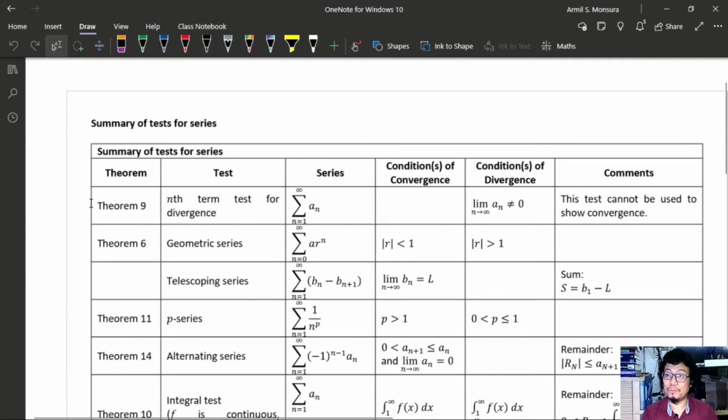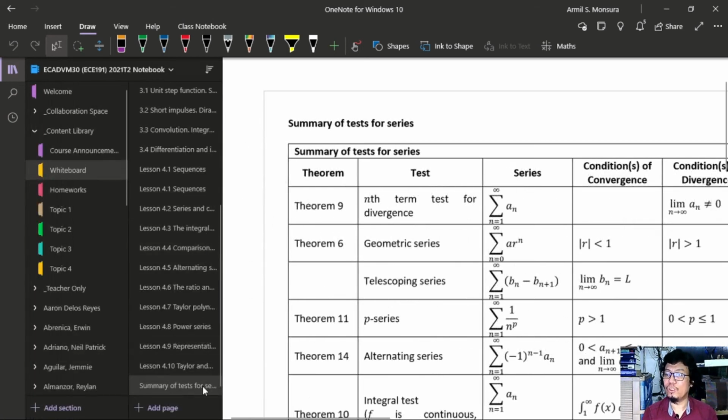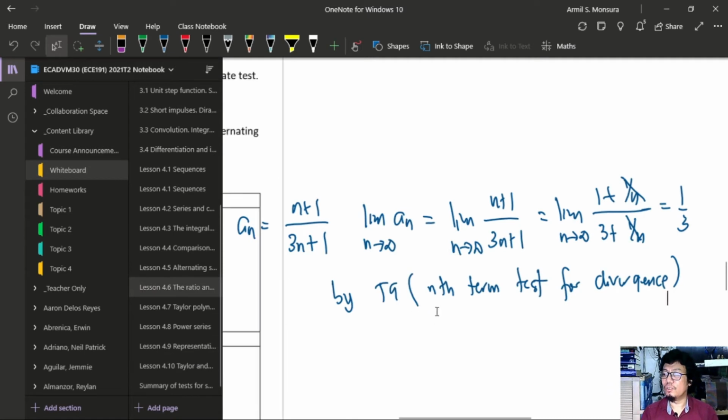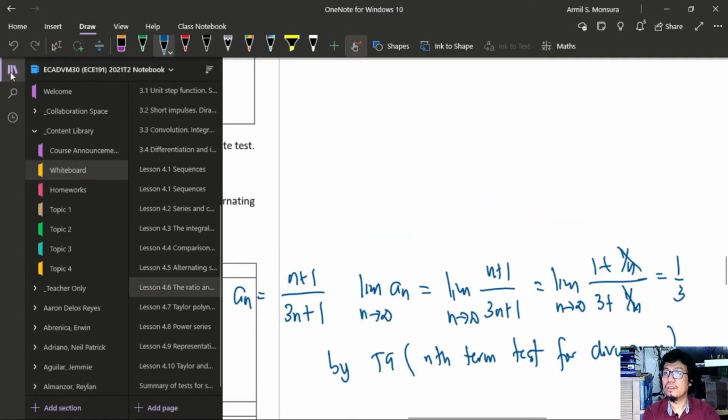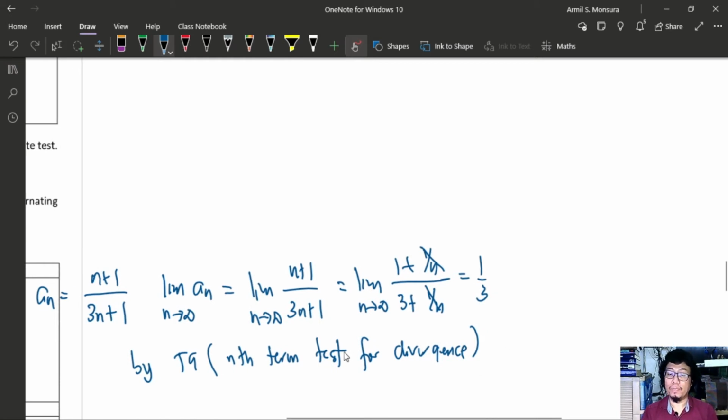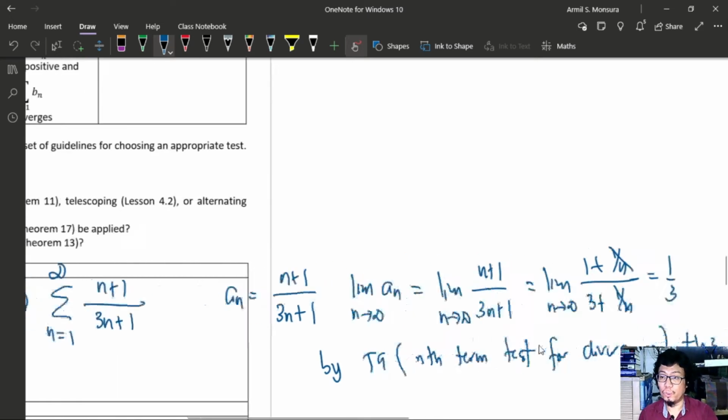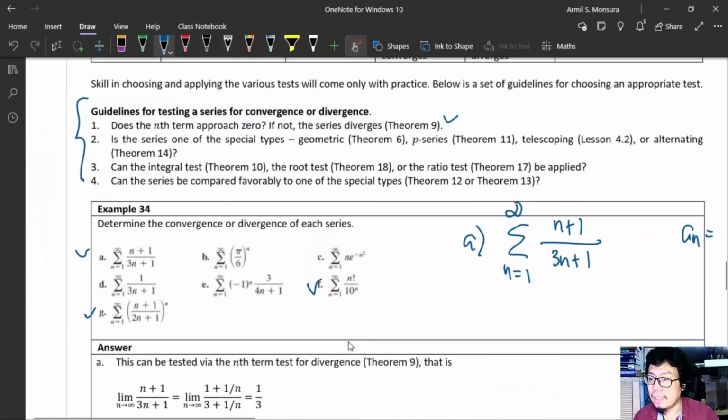So in this case, I'm using Theorem 9 for number 1, which requires me to evaluate this limit, and if this limit is non-zero, then your series is divergent. So going back to that example, by the n-term test for divergence, or by Theorem 9, this series is divergent. So that's for letter A. Okay, let's try letter F.